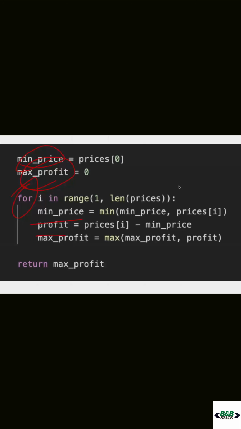Next, profit would be current price minus the minimum price, because you are selling at a particular price and you always wanted to buy at the minimum price. That is why current minus minimum price, and the max profit would always be the max of max profit and the current profit. So finally, at the end, you would return the max profit. So this is the optimal solution.